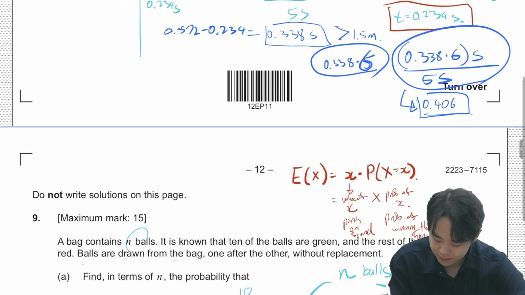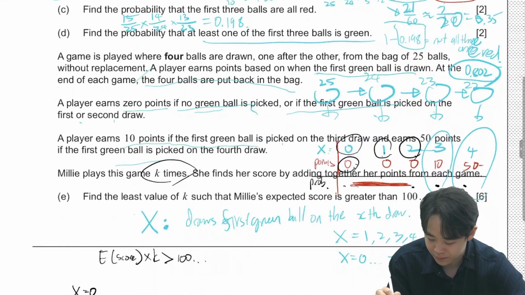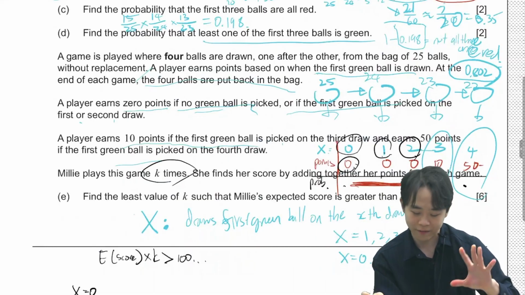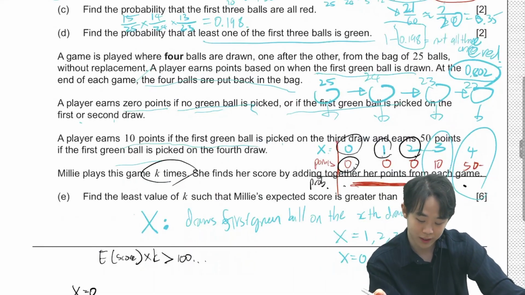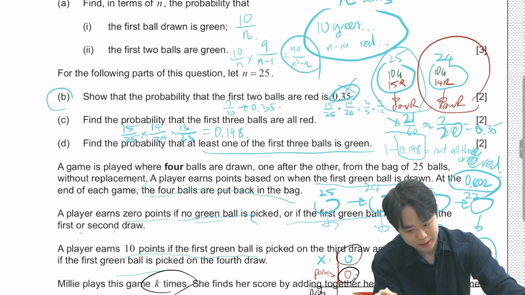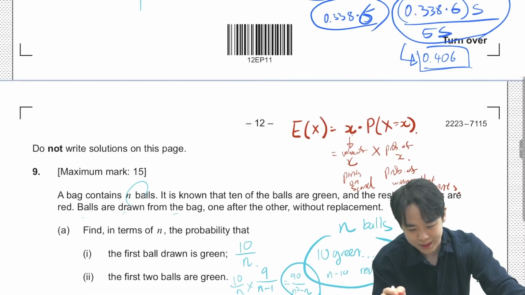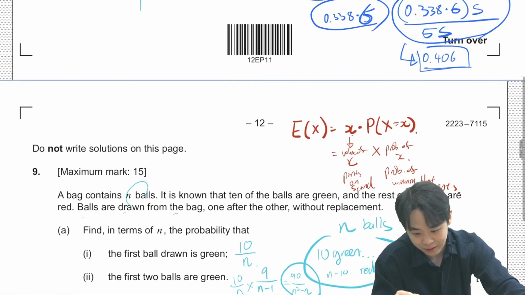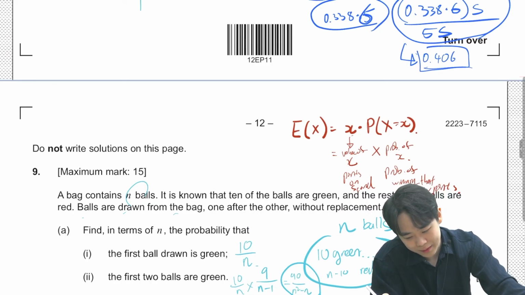Since 3 out of 5 outcomes, right? We had 5 possible events: drawing the green ball never, or on the first draw, second draw, third draw, or fourth draw. So there are 5 possible events, but 3 of them were worth 0 points. So this excludes the necessity of having to find those probabilities. Then we had x equals 4, x equals 10, and x equals 50.